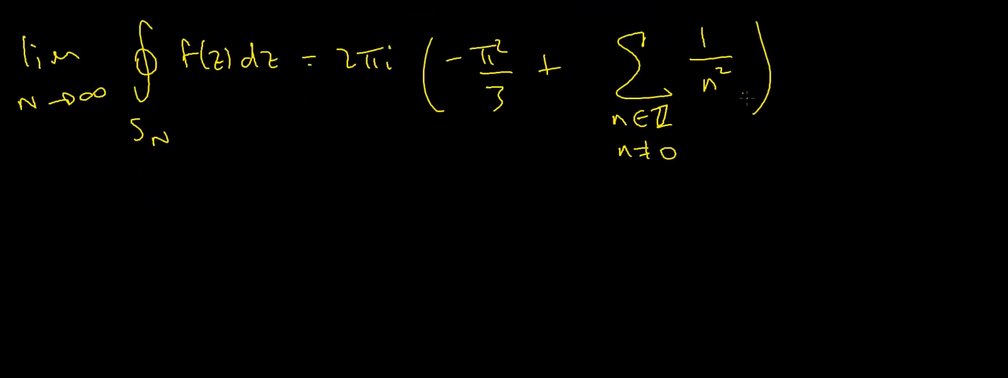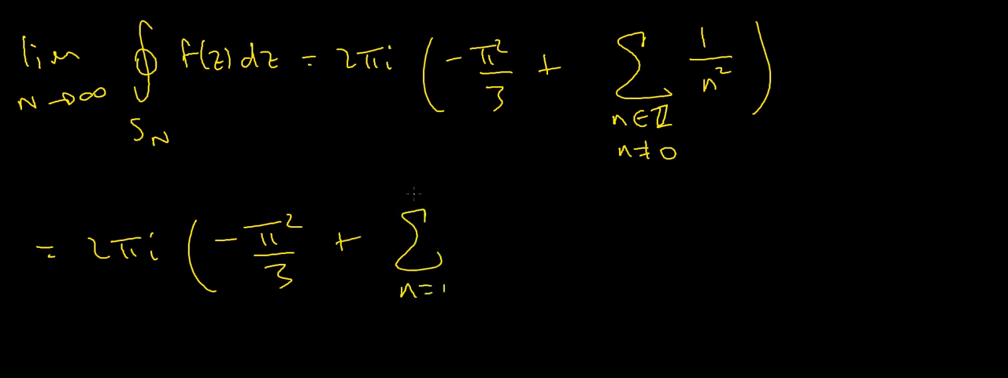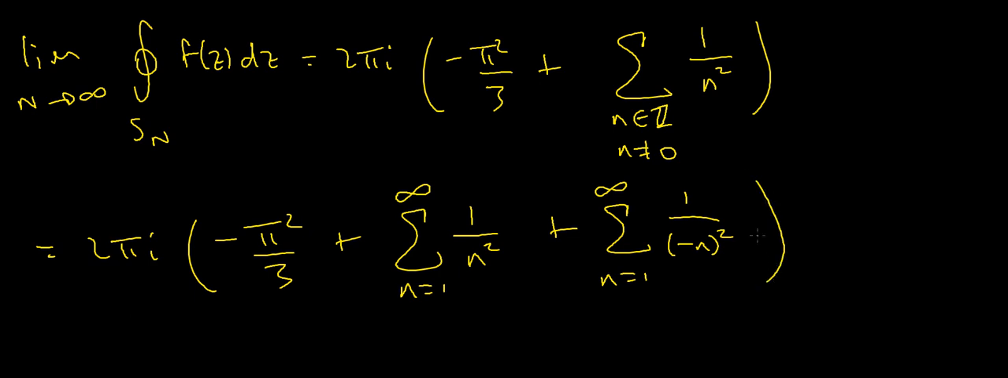Now this doesn't look quite like the original sum, which is just over all the positive integers. So I'm going to have to split this sum into two parts. This is equal to 2πi times −π²/3 plus the summation as n goes from 1 to infinity of 1/n², plus the sum as n goes from 1 to infinity, and I suppose explicitly I should use a different index, but you know what I mean, of 1/(−n)². This first sum sums over all the reciprocals of the positive squares, and the second does the same but with negative integers. So this gives 1/1², 1/2², 1/3², while the second gives 1/(−1)², 1/(−2)², 1/(−3)². So it covers all of the terms of the first sum.